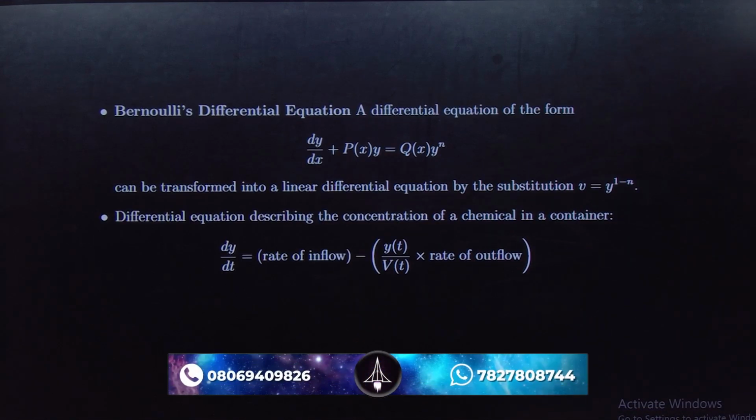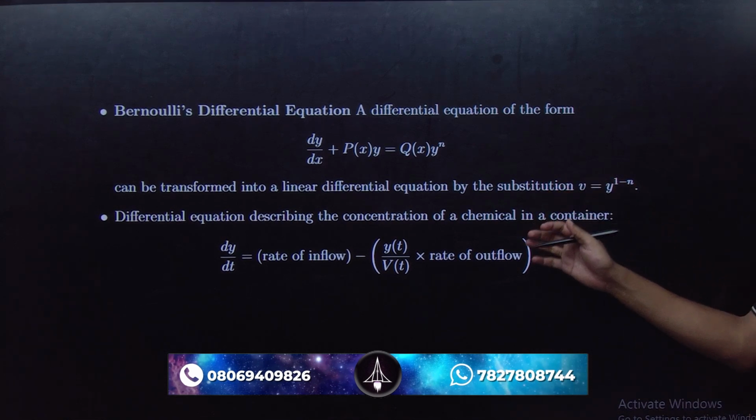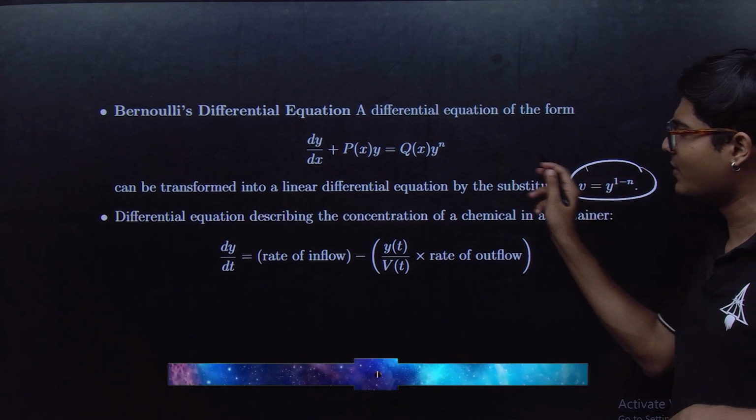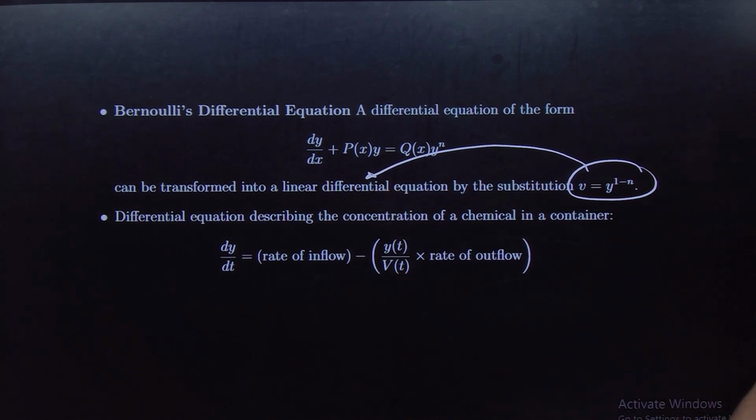Okay. Bernoulli's differential equation is a slightly advanced version of the linear differential equation. It looks like dy/dx + P(x)y = Q(x)y^n. To solve this, we make the substitution v = y^(1-n), and then it transforms to a linear differential equation, and then we can solve it, right?